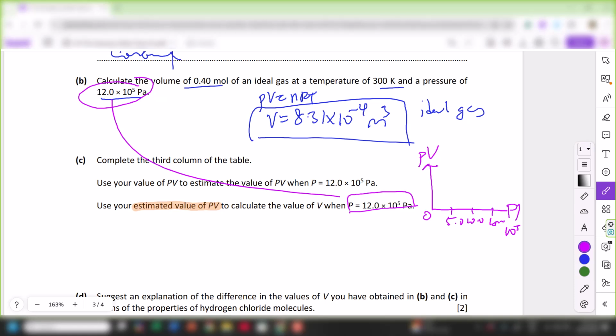We are assuming that it is a linear line, decreasing gradient. Now we are trying to find out, if I'm going to put 12 in, 12 will be somewhere here. So what will be the value of PV? That should be relatively straightforward. It's not like rocket science.